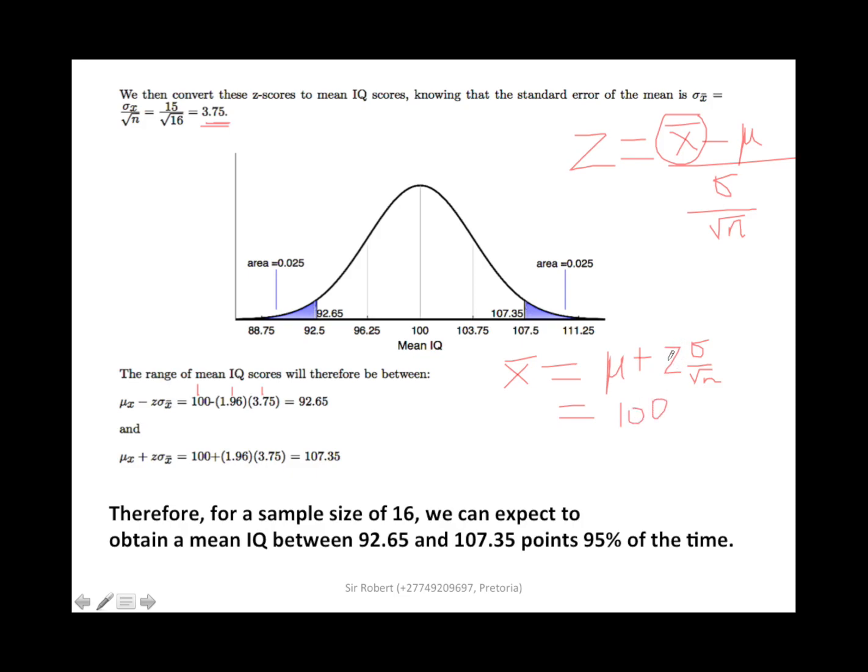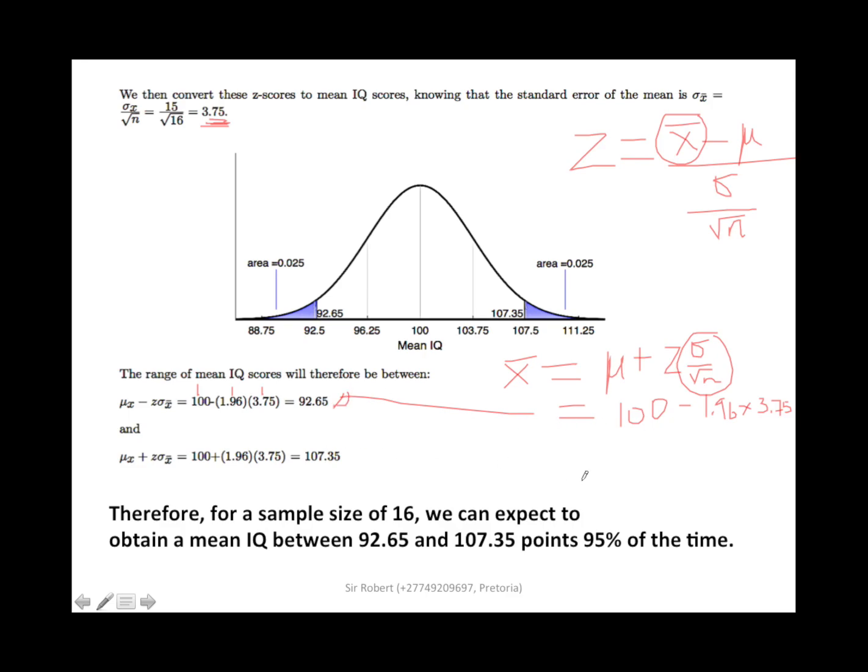Remember our Z score for the first one is negative, it's minus 1.95. So it becomes minus 1.95 times the standard error. This one I've already determined: it is 0.75. Once you do that, you get to this value.